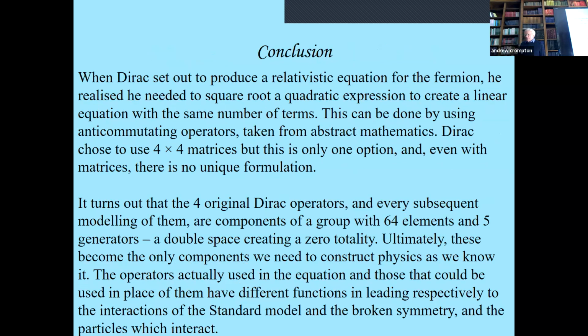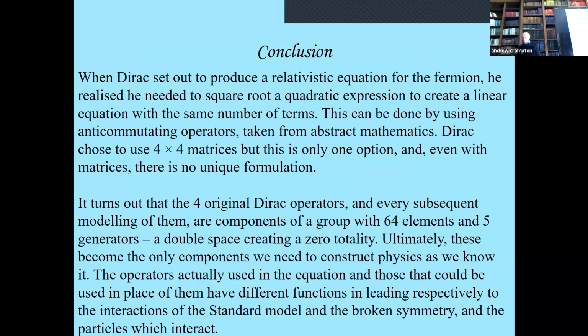So I'm going to summarize now. Dirac set out to produce a relativistic equation for the fermion. So a fantastic piece of work, but it took an enormous guess, and he decided he needed to square root a quadratic equation, basically something like the Klein-Gordon equation. And he wanted a linear equation. You can do it using anti-commuting operators taken from abstract mathematics, and Dirac chose to use 4x4 matrices. As I say, it's only one formulation. And even with the matrices, there's no unique formulation.